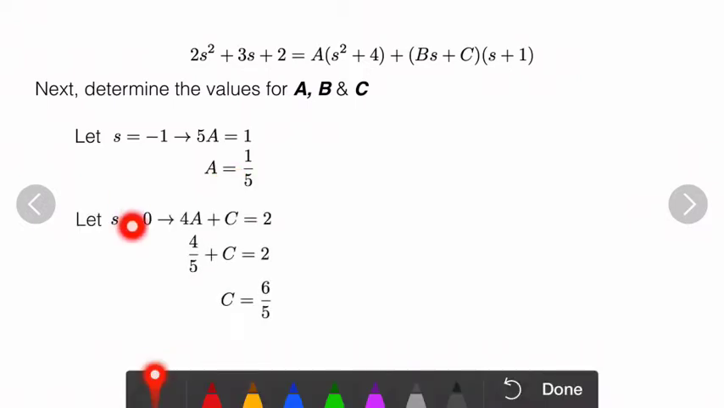The same for this one: we use s equals 0 for simplicity. We substitute s equals 0, so we have the 2, and then your A, this one is 0, and that's why you have 4A. The B term is multiplied by s, so it is 0, and then we have only the C over here. Rearranging, you will get the value of C, simplified.